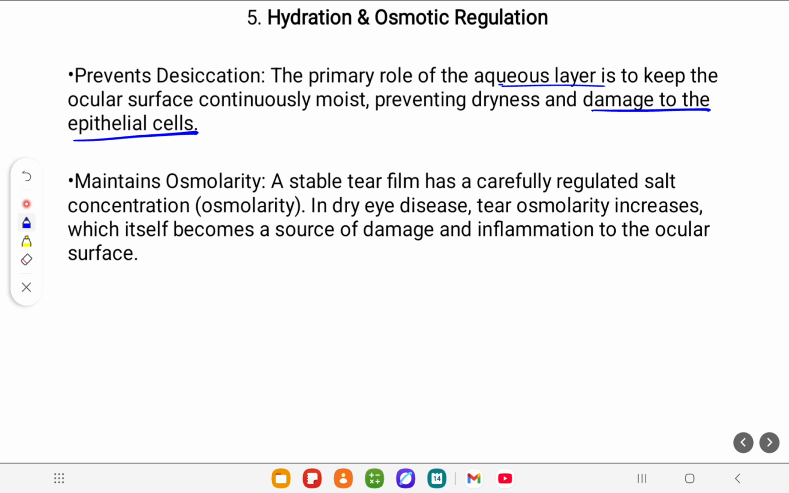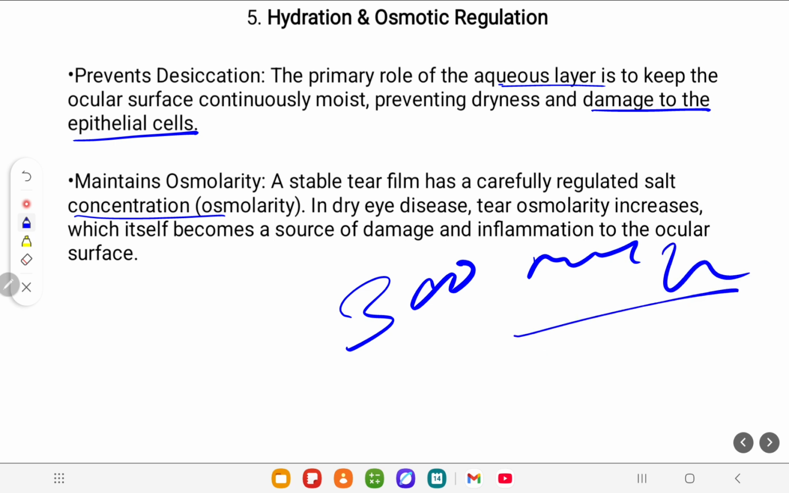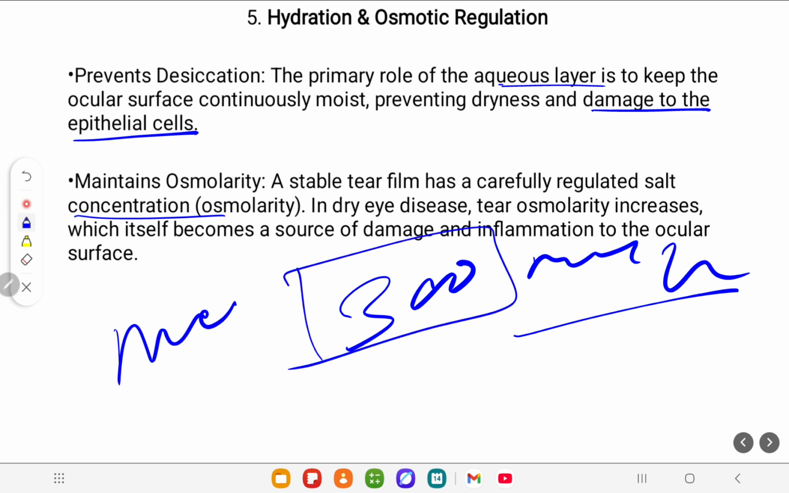So, maintaining osmolarity. Nowadays dry eye is defined with osmolarity too. A stable tear film has a carefully regulated salt concentration. In dry eye disease, tear osmolarity increases, which itself becomes a source of damage and inflammation of the ocular surface. Nowadays we have a lot of papers on tear film osmolarity and new diagnostic tools that help examine dry eye on the basis of tear osmolarity. I've already told you that approximately 300 milliosmoles per liter is a rough idea of normal tear osmolarity. This number is helpful for your MCQs.